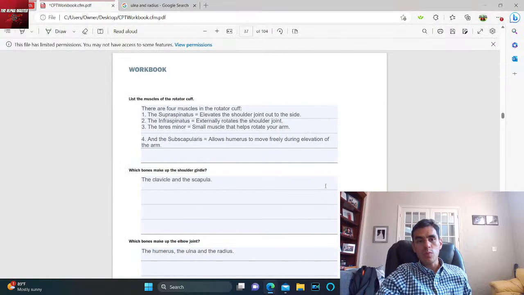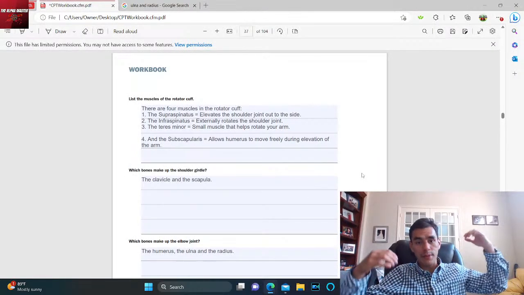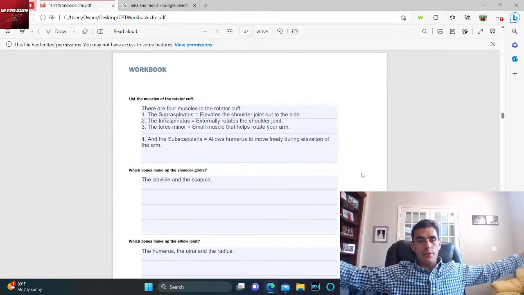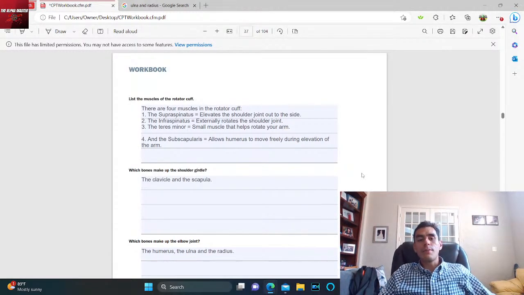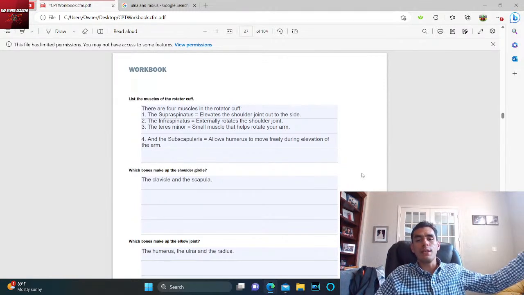Remember, for muscles of the rotator cuff, the supraspinatus elevates the shoulder joint out to the side. Infraspinatus externally rotates the shoulder joints. Teres minor is a small muscle that helps rotate your arm, and the subscapularis allows the humerus to move freely during elevation of the arm.